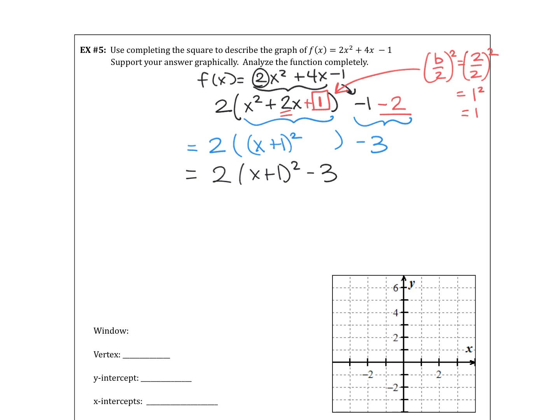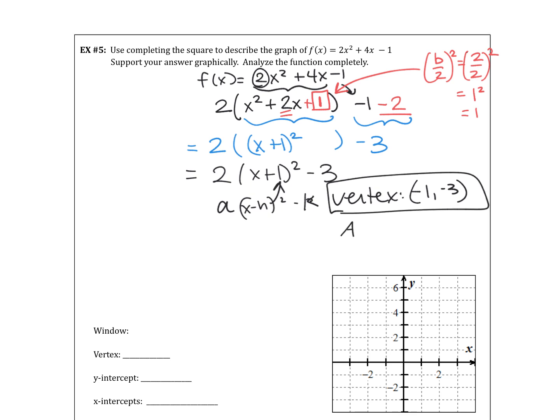It says, use completing the square to describe the graph, support your answer. So we know that the vertex will be at -1, -3, because this is our a times x minus h squared minus k. So here's our vertex. We have an axis of symmetry where x equals -1.